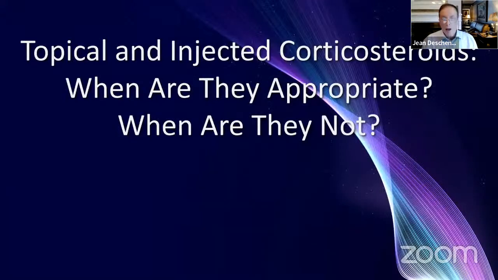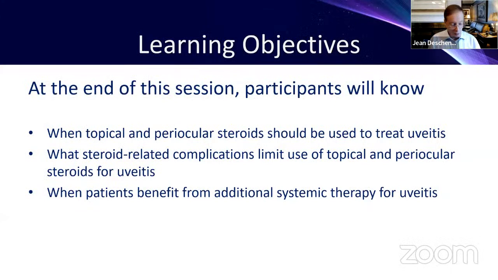Yes, so basically, topical and injected corticosteroid, when are they appropriate and when they are not? So at the end of this talk, the ophthalmologists should know when topical steroid should be used and when they should not be used. What steroid-related complication limit the use of topical and the periocular corticosteroid, and also when patient benefit from additional systemic therapy for uveitis.